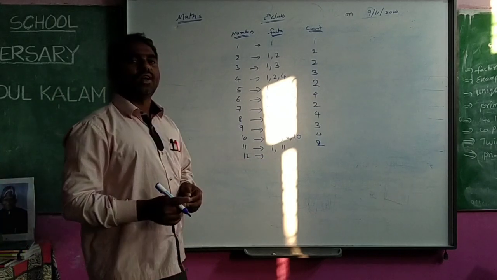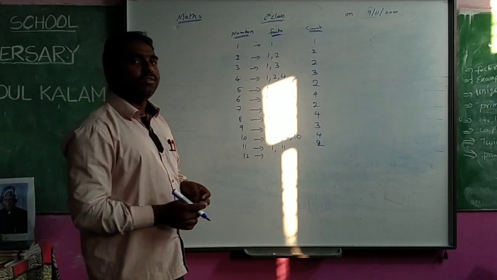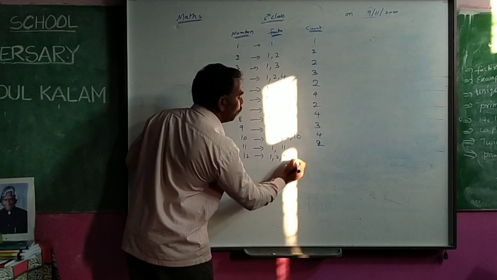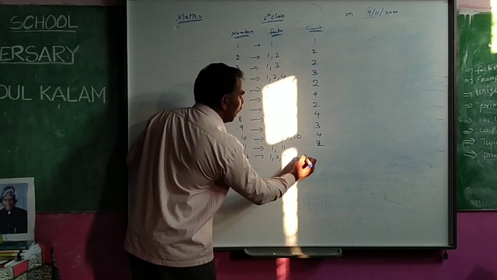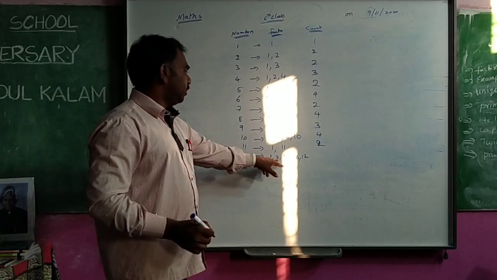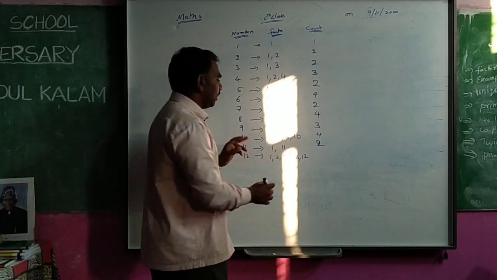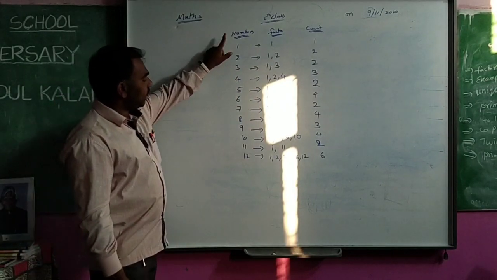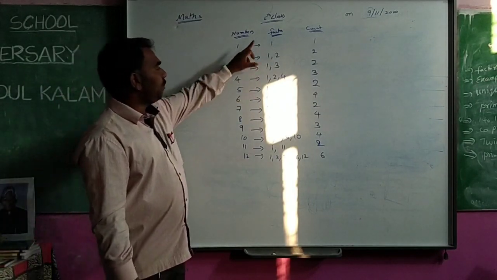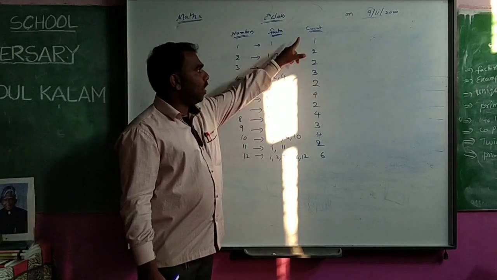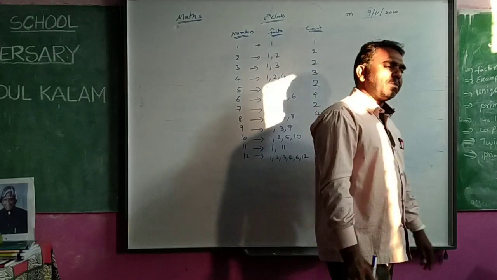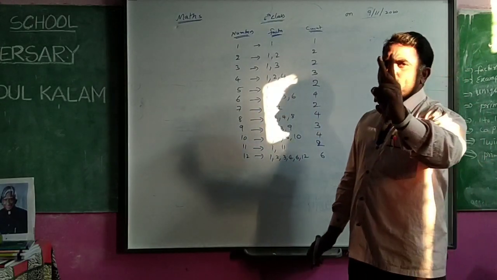What are the factors of 12? 12 comes in which table? 1 table, 2 table, 3 table, 4 table, 6 table, and 12 table. Means 1, 2, 3, 4, 5, 6 are there. 6 factors are there. So observe here, I have taken some numbers and I found the factors and counted them. You see, some numbers are having only 2 factors.